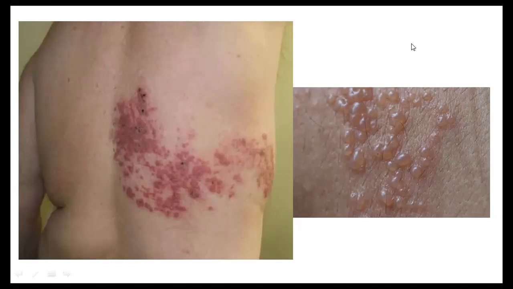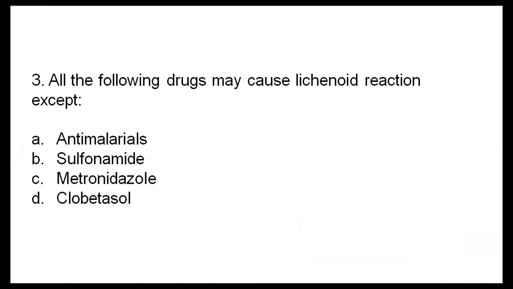Okay, I'll move on to the next question. All the following drugs may cause lichenoid reaction, except which one?